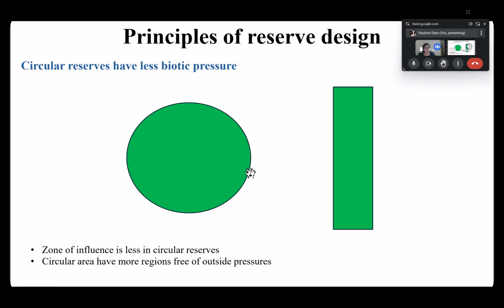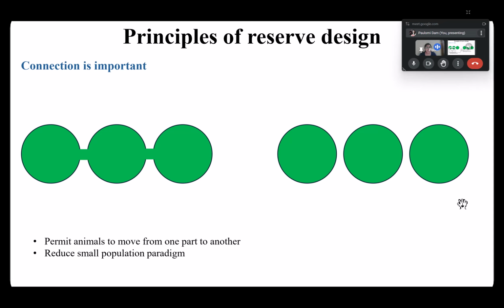But when you have a larger circular reserve, this is the center of the reserve. For the poacher to enter from this region and then move into the circle center is difficult, and that's why you have less biotic pressure in a circular reserve as compared to a linear standing reserve. Okay. Next one is connection is more important. Again, very intuitive. It's because you want to permit animals moving from one location to another without having any breakage between the two populations, right?